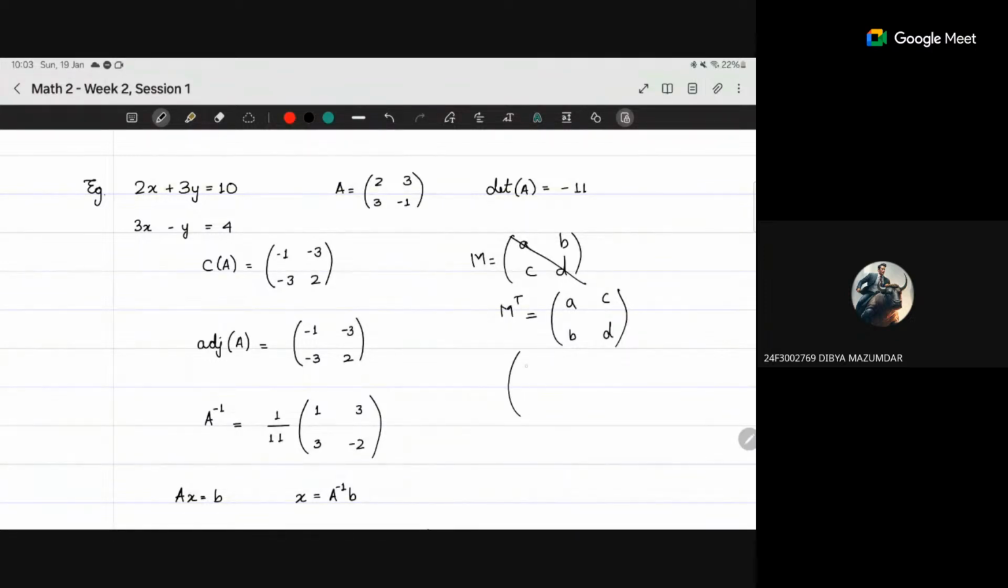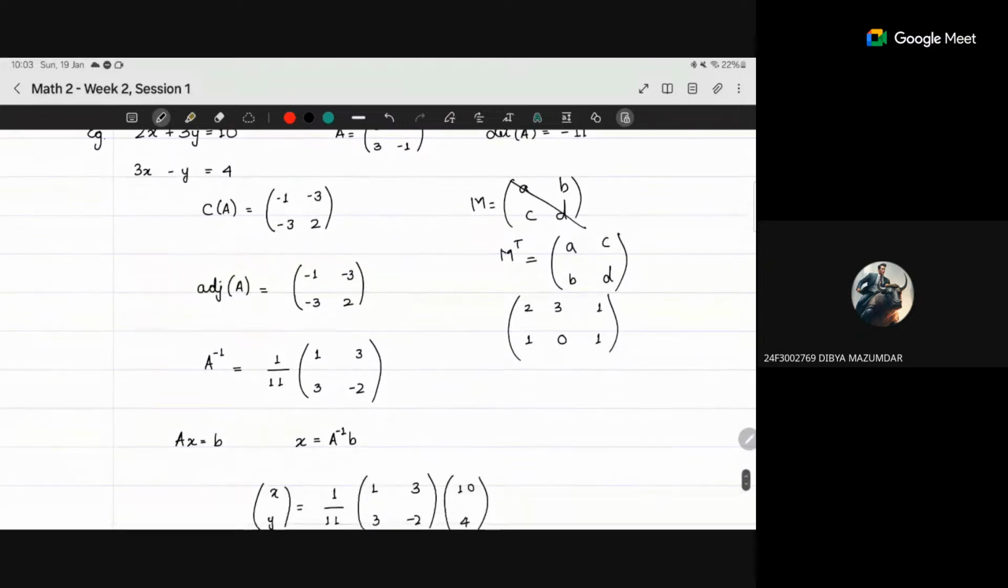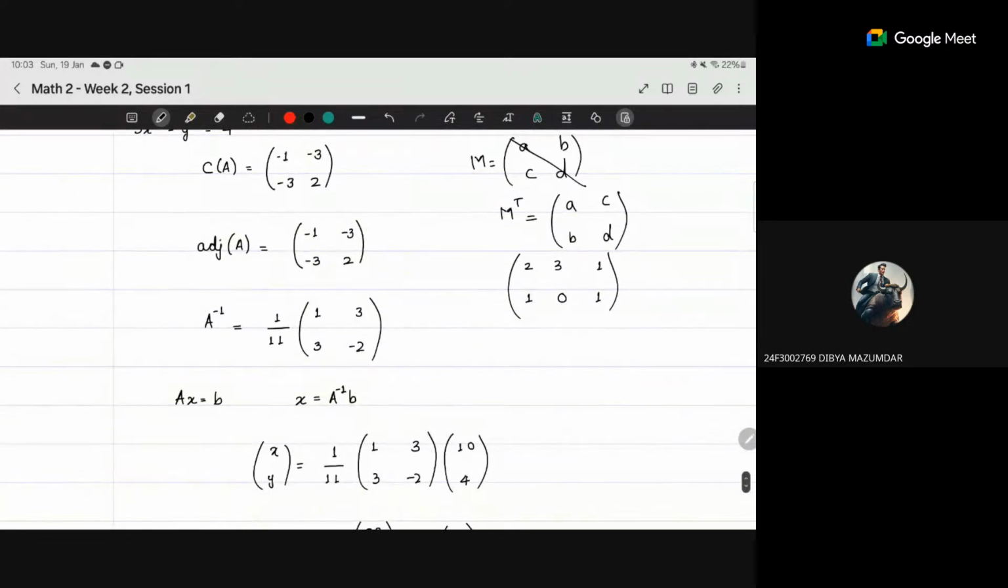Mirror image. But if you had, let us say, 2, 3, 1, 1, 0, 1, just for an example, this is a rectangular matrix. This also has a transpose. Transpose is not something that is only for square matrices. In this case, you don't have a diagonal, you don't have a mirror image. You just have rows become columns and columns become rows. So this is it. So if I told you to find the determinant of this matrix, then? No, determinant is only for square matrices.